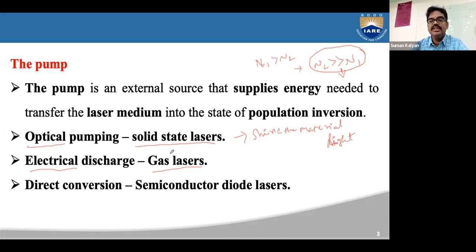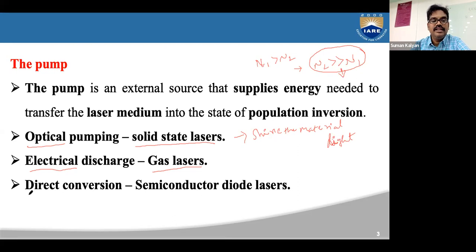Okay, so in these kinds of techniques, they send the electricity into the gas medium. Because of this electricity, the atoms get ionized and raised to higher energy levels. Then stimulated emission happens, and this will be continuously done using this electrical discharge, so that we'll be able to get the laser beam.